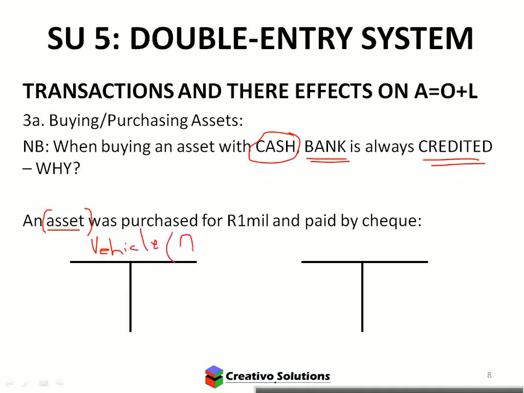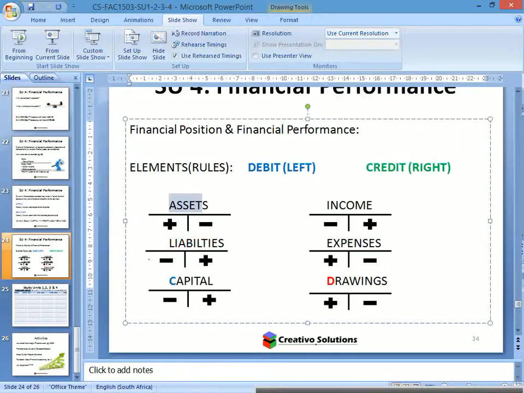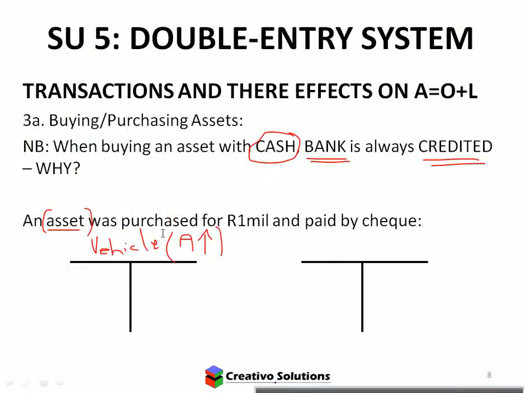It's an asset. And if I'm buying a vehicle, what happens to the vehicles? It goes up. Again, logical. Did you have a vehicle before? No. You've got one now. There's an increase. Where do assets increase? You go back to this. You look at that. Ooh, asset there. Debit there. Brilliant. I know what to do. Debit 1 million for the vehicle.